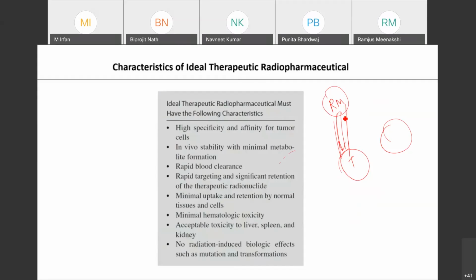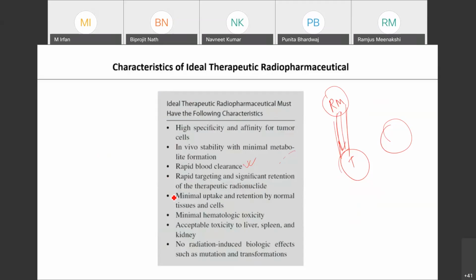Second is in vivo stability. It might have in vitro stability, but inside the body system, it might lose its stability. It might not be specific enough now. So it must be in vivo stable with minimal metabolite formation, and it must have rapid blood clearance and also rapid targeting. It should not be like that I have injected the pharmaceutical now, and after 3 days it will go and act. I cannot expect this. It must have rapid targeting also, and it must be retained for a significant amount of time to elicit a therapeutic response.